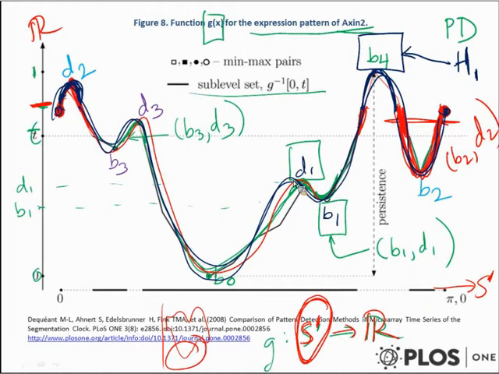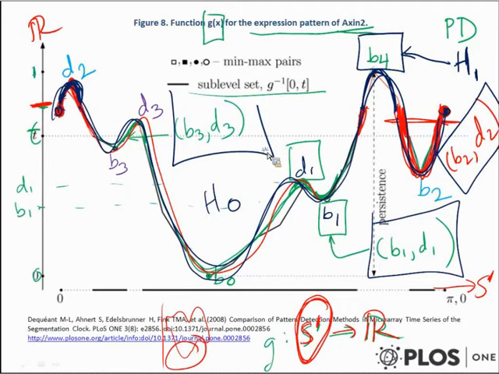So in terms of plotting for our H0, we would plot B1, D1, B2, D2, and B3, D3. Any questions about that?